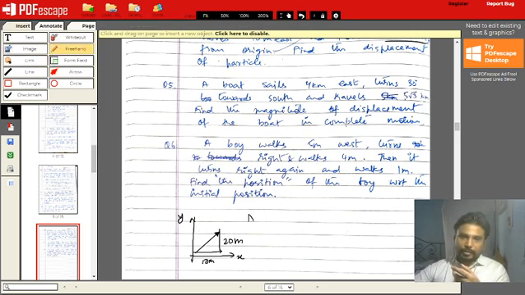the displacement of the particle is 10 meter i cap plus 20 meter j cap. So that would be the displacement of the particle.